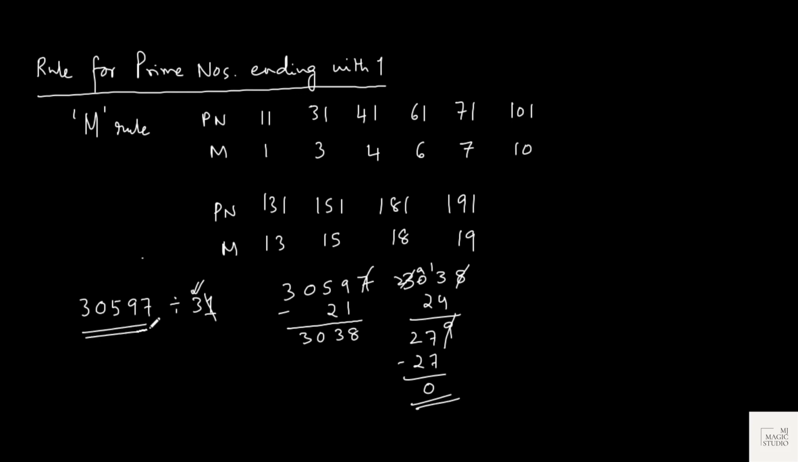That means this number 30597 is actually divisible by 31. So if somebody asks you how will you check whether a number is divisible by these prime numbers which end with 1, you use this M rule or multiplier rule.